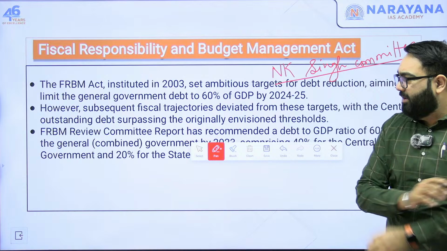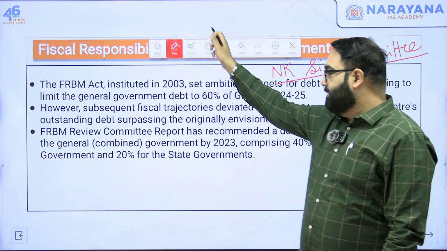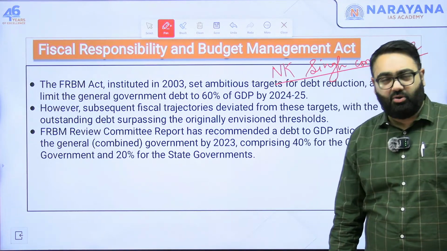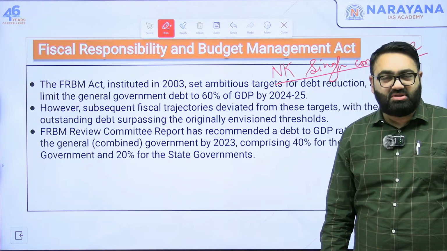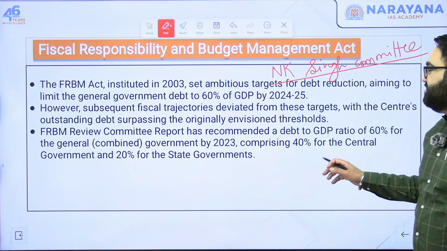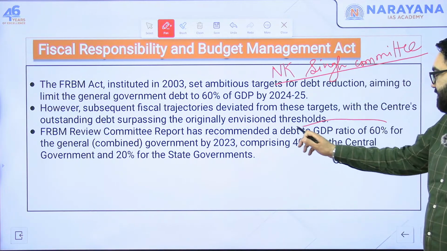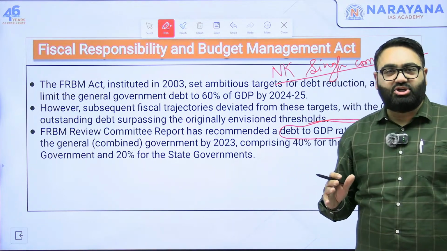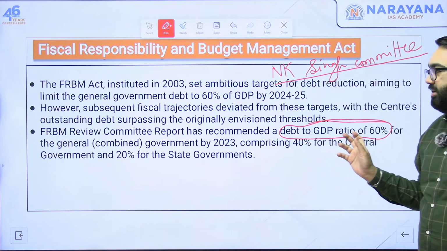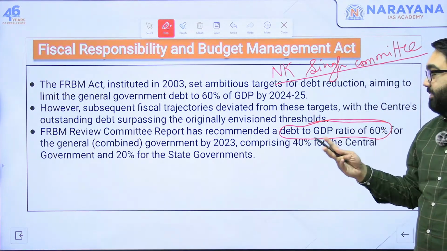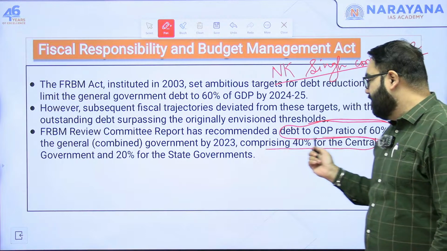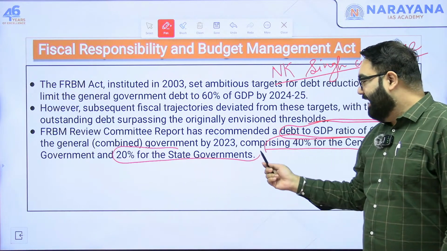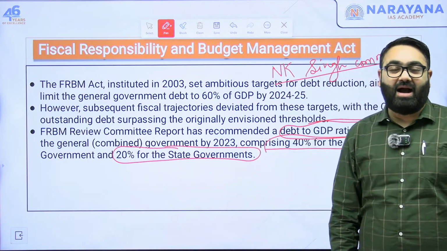Apart from that, the FRBM Act also says that the government should bring its public debt under control. The debt that they have taken from the public should be under control. The target that the FRBM Act puts for the government is that your debt to GDP ratio should be 60%. So again, the debt that you have taken to the GDP ratio should be 60% and not beyond that. Out of this 60%, 40% is from the side of the central government, that is their debt, and 20% debt can be from the state government side. That is the aim or the goal that the FRBM Act has put.